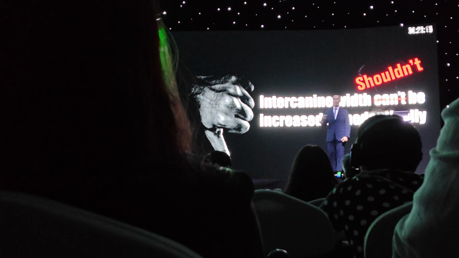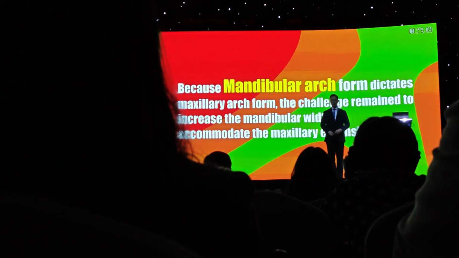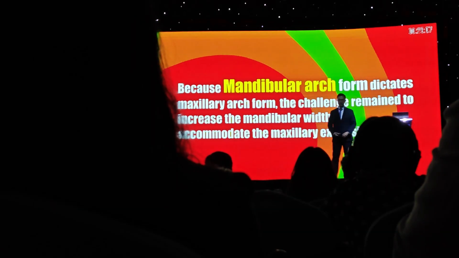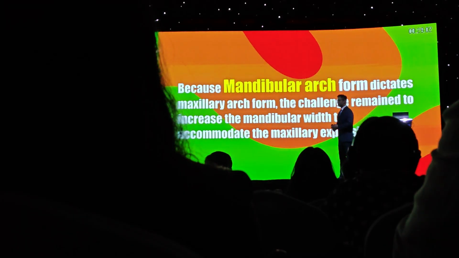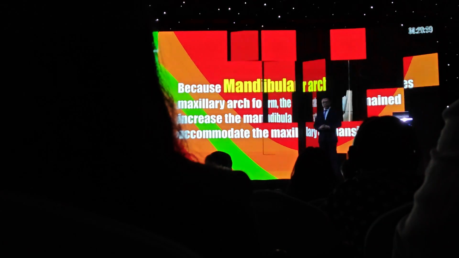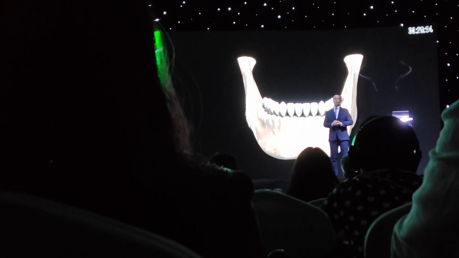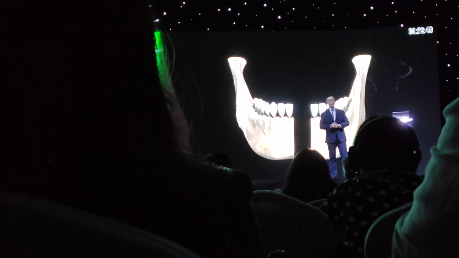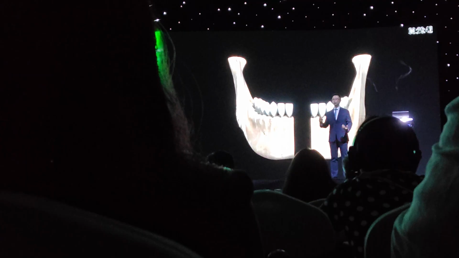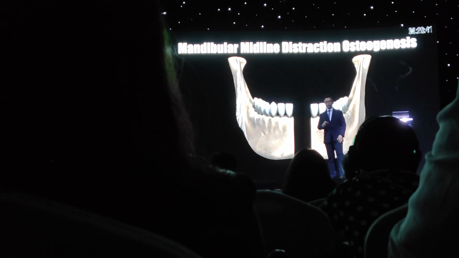Did we all learn this from our orthodontic residency program? Because the mandibular arch form dictates the upper arch form, and the challenge remains to increase the mandibular width to accommodate the maxillary expansion. So this is one of the challenges we have. Since we don't have a suture for the lower jaw, how are you going to expand the lower jaw? You have to surgically create the suture. You split the lower jaw and then gradually expand it. That we call mandibular midline distraction osteogenesis, or mandibular symphyseal distraction osteogenesis.